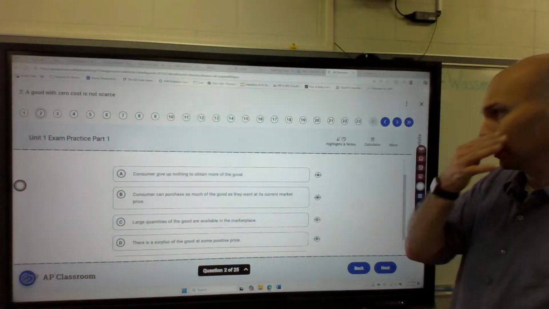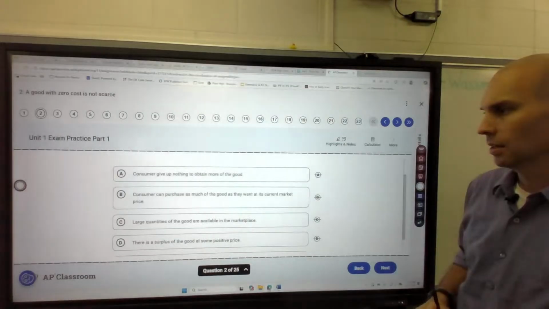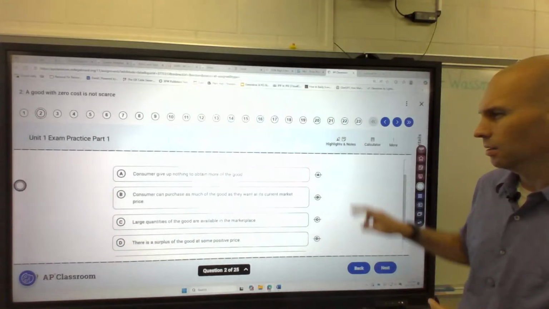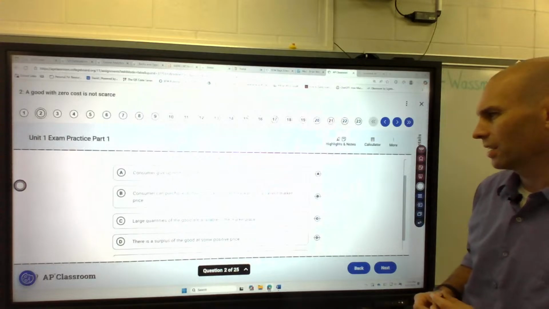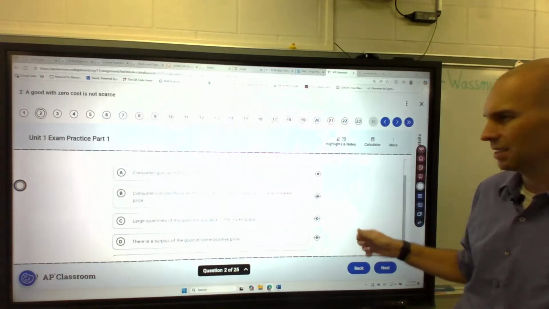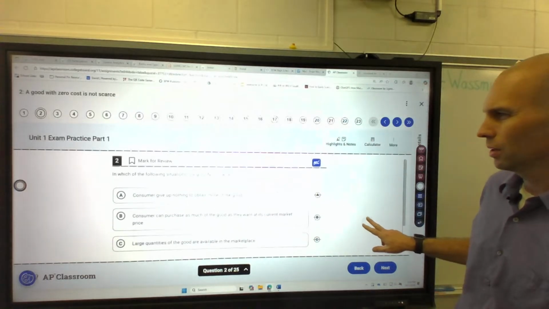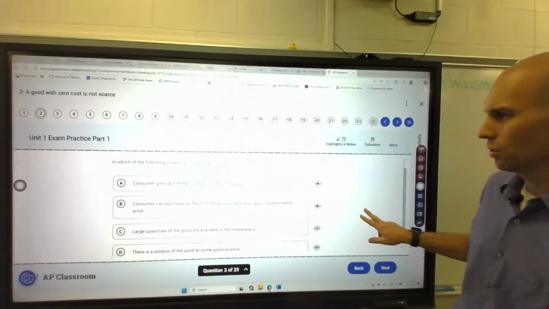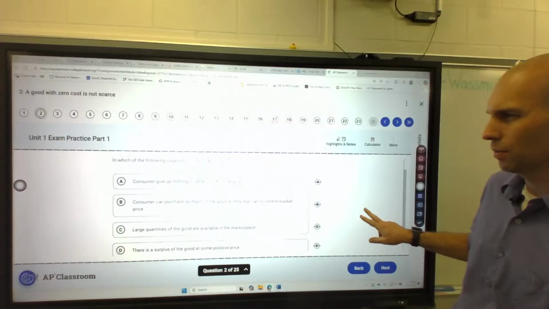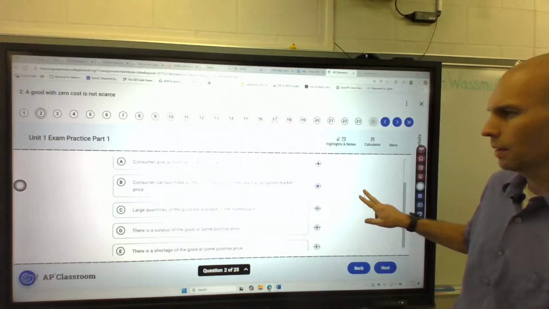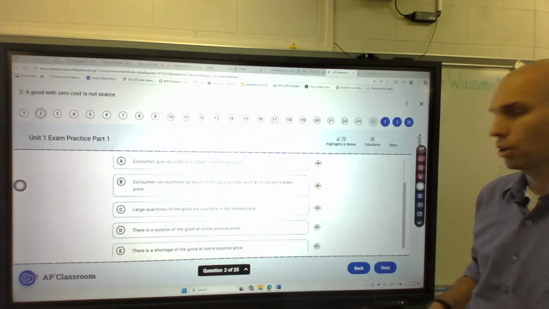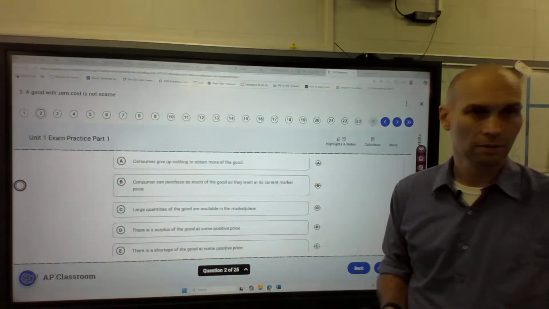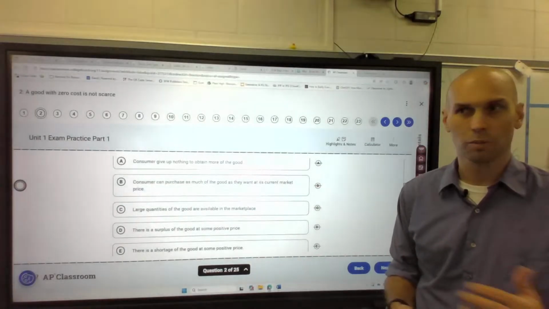Consumer giving up nothing to obtain more of a good? No. That's gross. All right, consumer can purchase as much of a good as they want at its current market price. They're still giving something. A is weird, but I don't like it. Large quantities of the good are available in the marketplace. No. There's a surplus of the good. Is the good still scarce? Yes. Surpluses don't mean lack of scarcity.